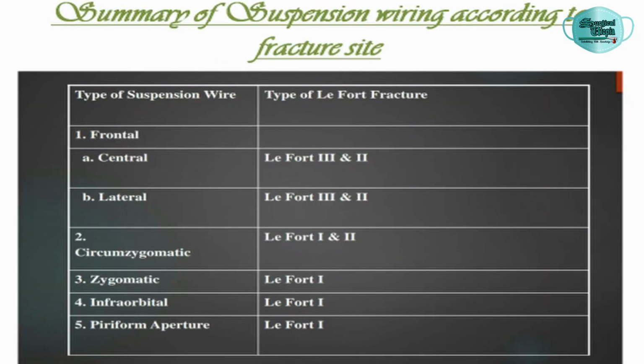So this is the summary of the suspension wiring according to the fracture site. Central and lateral frontal suspension wiring is done for the LeFort-3 and LeFort-2 fracture. Circumzygomatic wiring is done for LeFort-1 and LeFort-2 fracture. The zygomatic, intraorbital, and pyriform aperture suspension wiring is done for the LeFort-1 fracture.